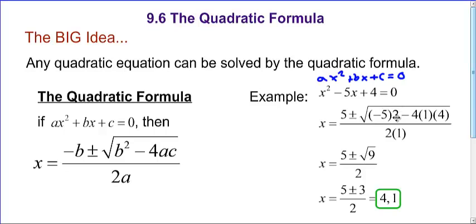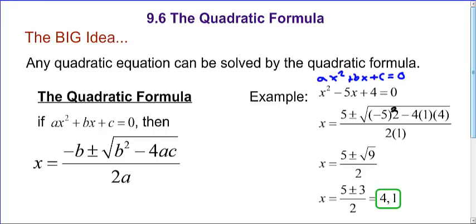Negative 5 times 2, and actually that says times 2, and clearly that's supposed to be squared. I didn't get my superscript on there very well. So negative 5 quantity squared minus 4 times 1 times 4. This would be 25 minus 16, which leaves us with a 9. So 5 plus or minus the square root of 9 over 2. We know that square root of 9 is just 3. So that's 5 plus 3 divided by 2, which would be 8 divided by 2, or 4. Or 5 minus 3 divided by 2, which is 2 over 2, or just simply 1.